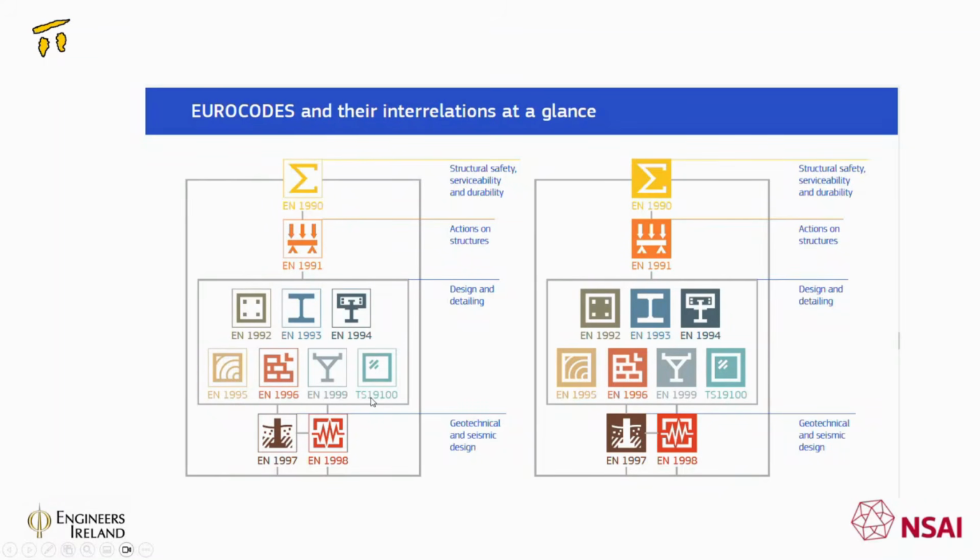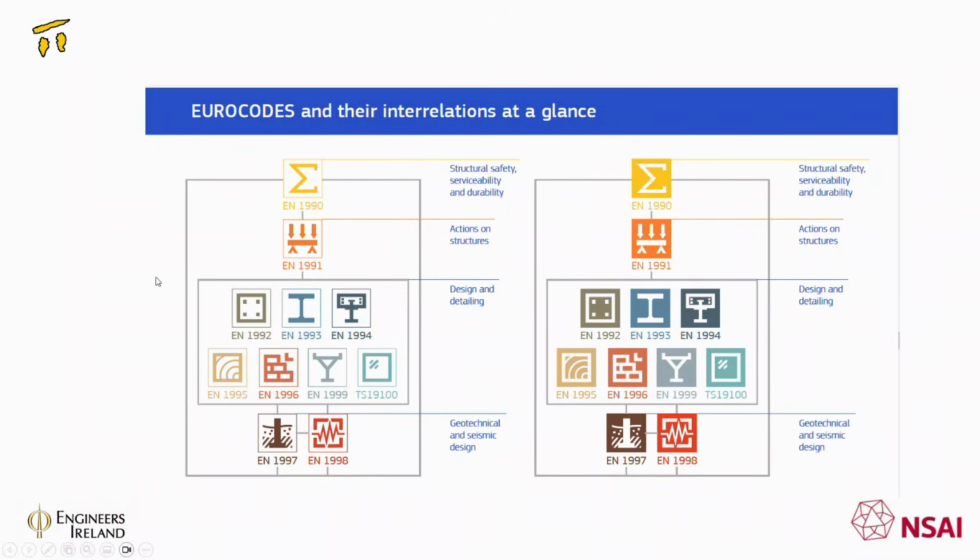And then there are 2 other general Eurocodes which apply to most types of structures. In Europe, there's EN 1997, which is geotechnical design, and EN 1998, which is seismic design. And luckily enough for us here in Ireland, we don't have to worry about seismic design. That's not a concern for us for normal building structures that fit into the overall thrust of the codes.